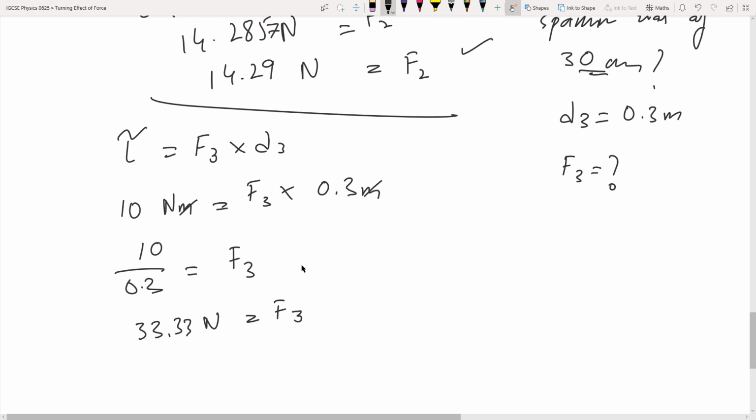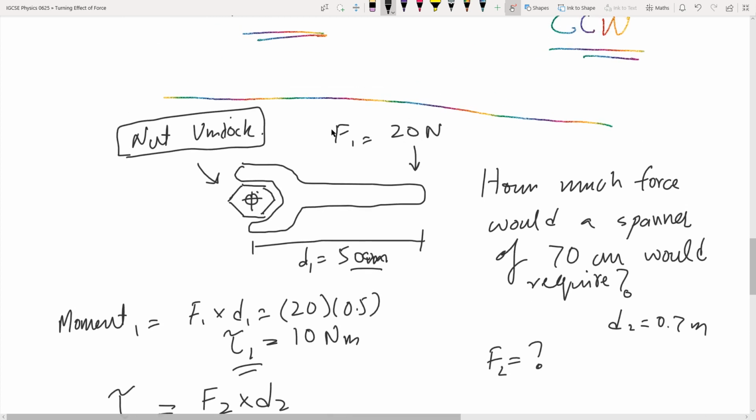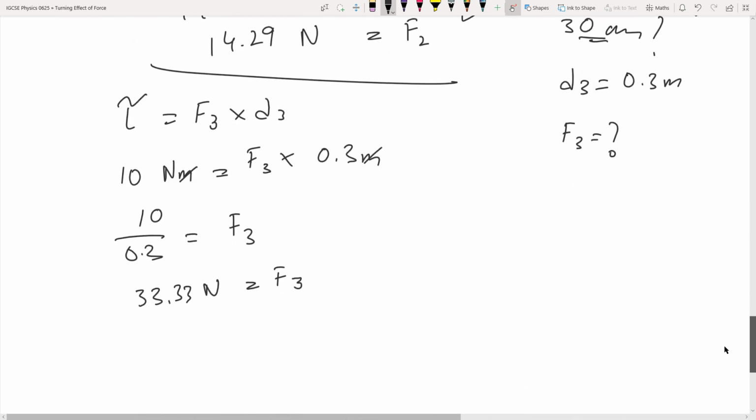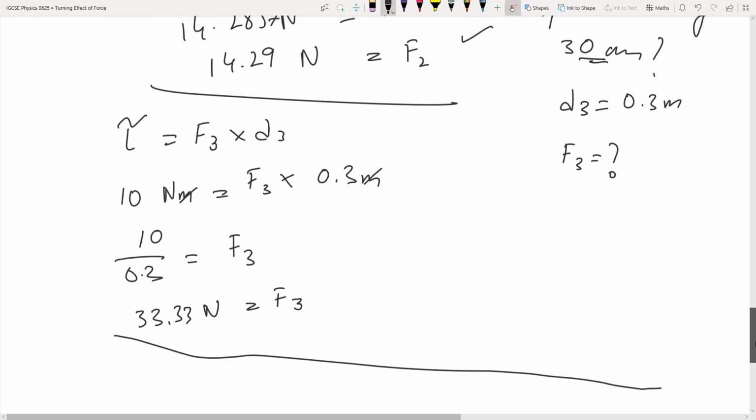Why? Because to unlock the same bolt, if we use a smaller spanner, it would require more force. If we use a longer spanner, we would require less force, while the original spanner was only requiring 20 newtons of force to unlock this. So that's the effect of the length on the moment for a fixed object, right?